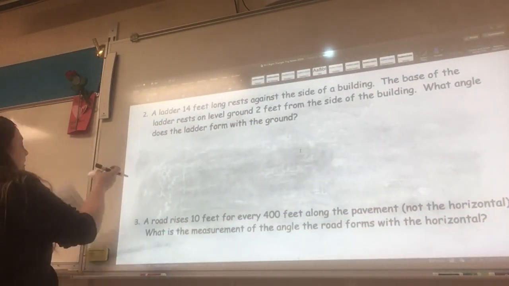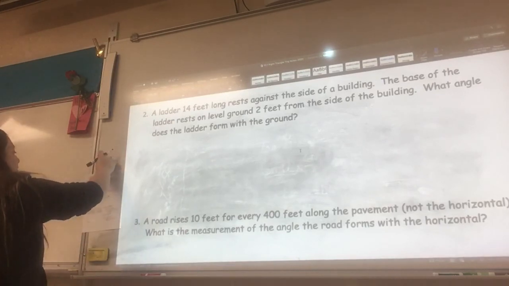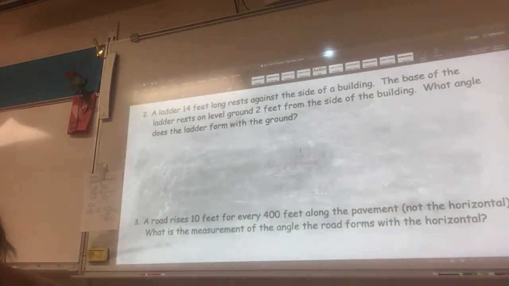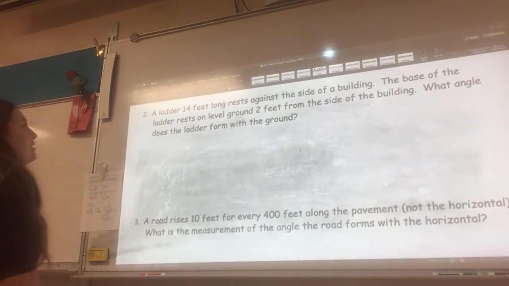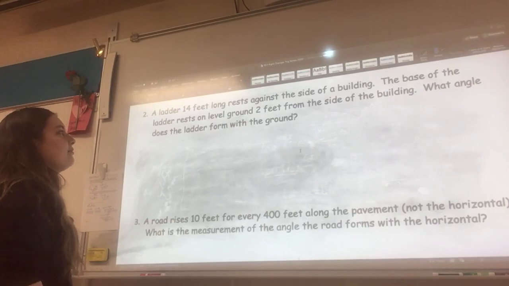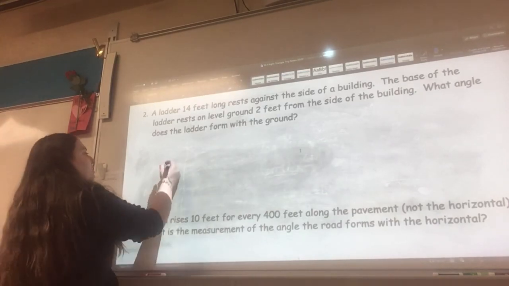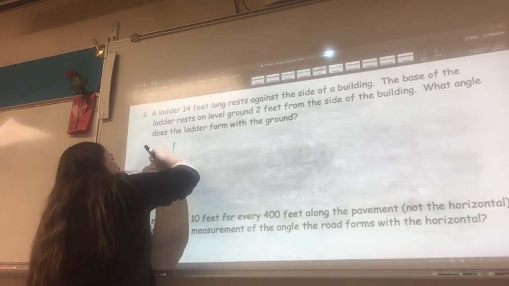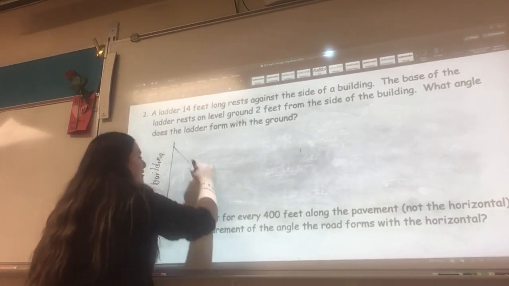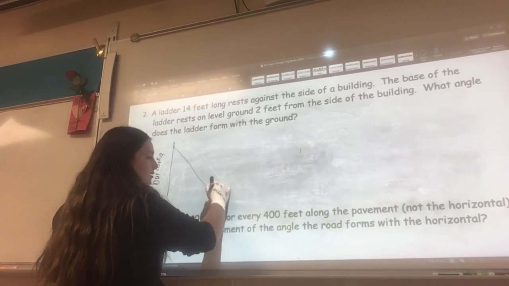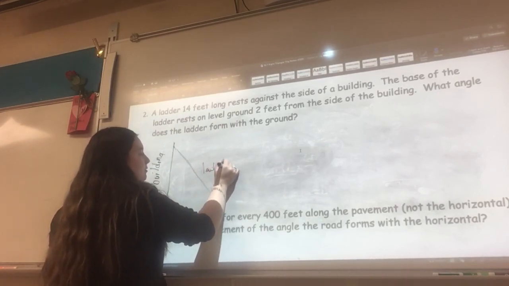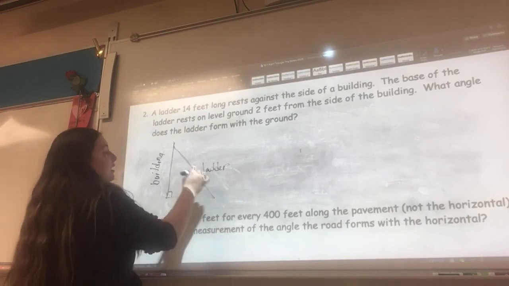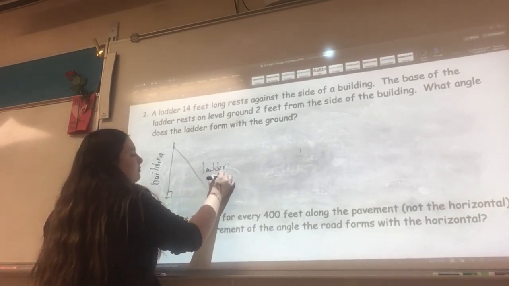So now we're going to be looking at inverses of cosine, sine, and tangent, when we're looking for specific angles. So we have number 2. A ladder is 14 feet long and rests against the side of a building. So we've got ourselves a building and a ladder that is resting against the side of the building. And the ladder is 14 feet long.